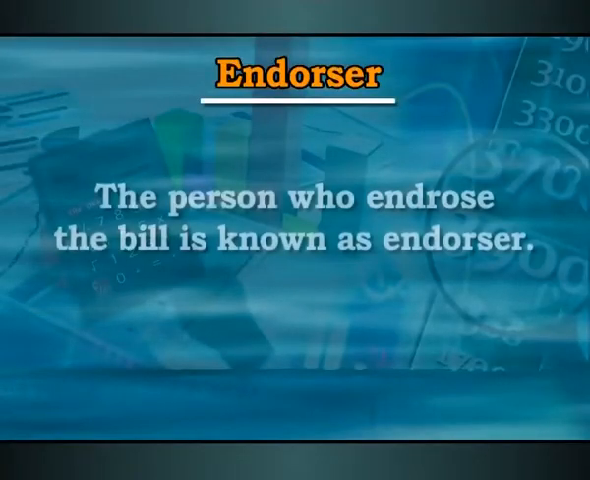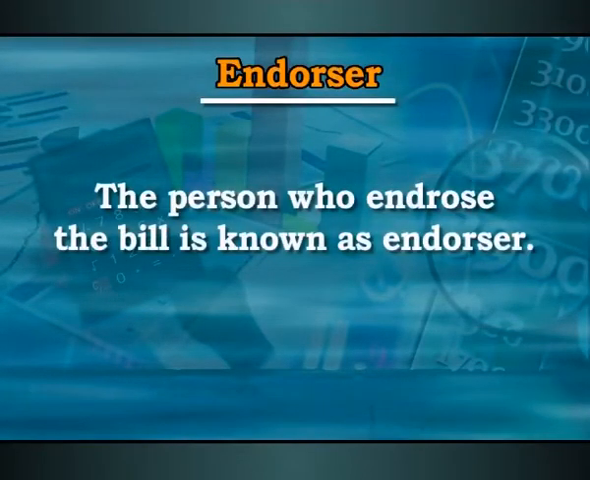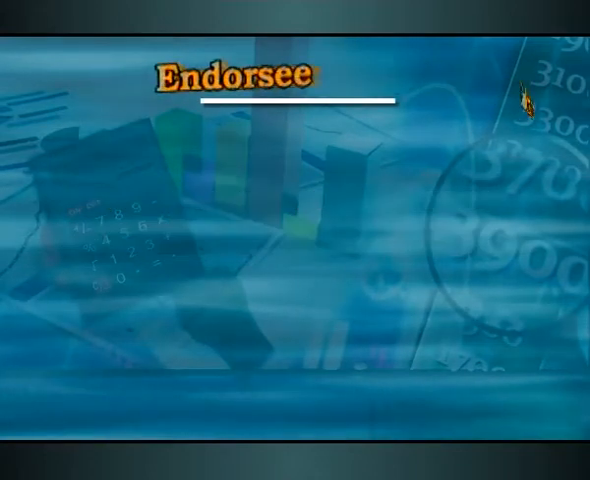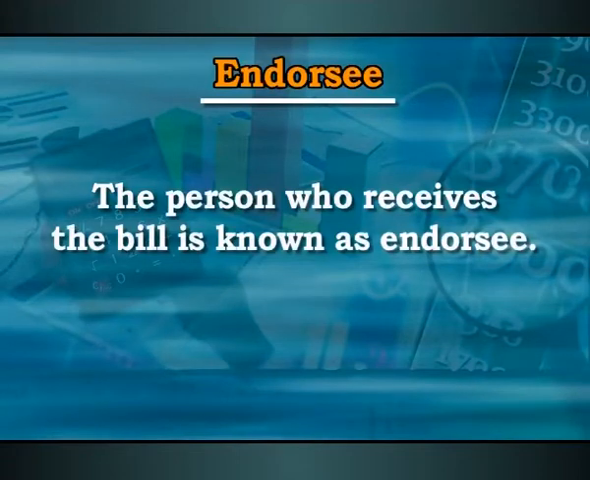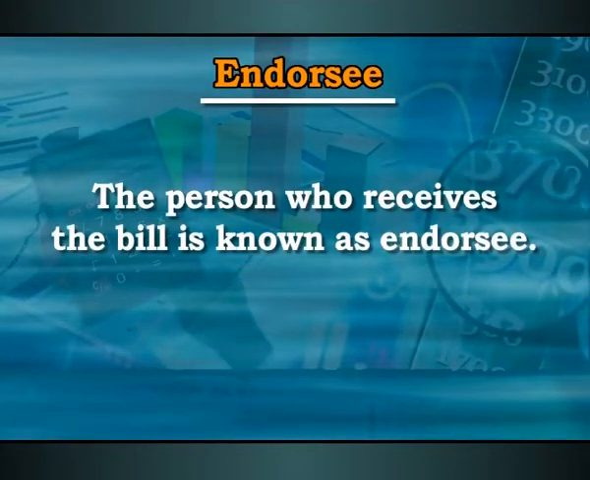So here the person who endorsed the bill is known as endorser, and the person who receives the bill or to whom the bill is given is known as endorsee. These are the two other different terms which we are going to use in this lesson. So suppose A and B are two different persons, A is a seller, B is a buyer, and this bill is given to X, another third person. So here A is the endorser and X is the endorsee.